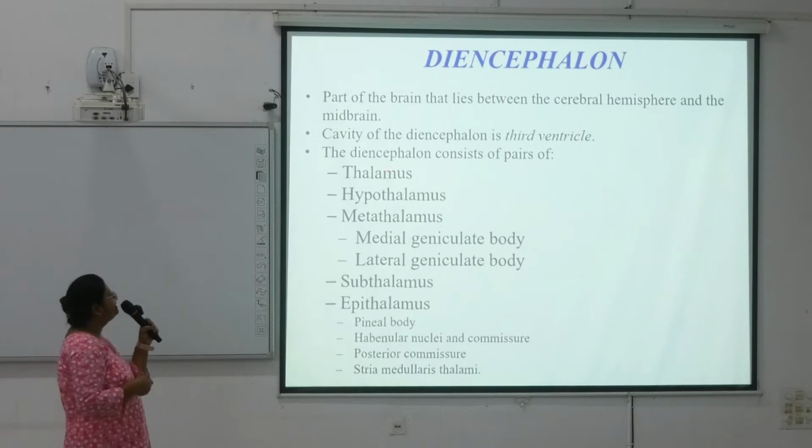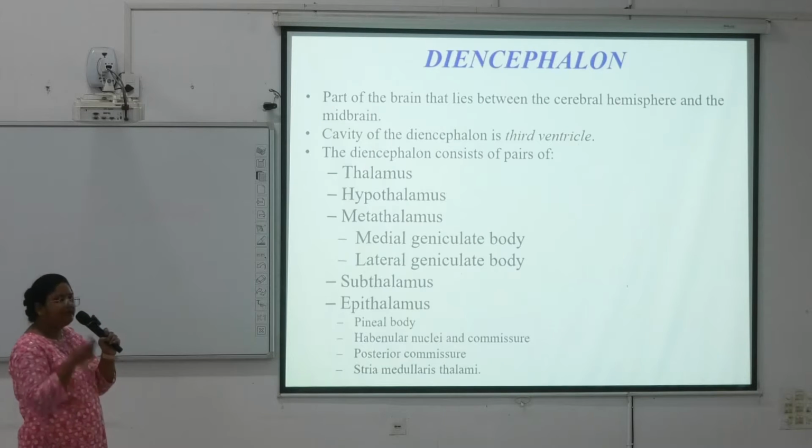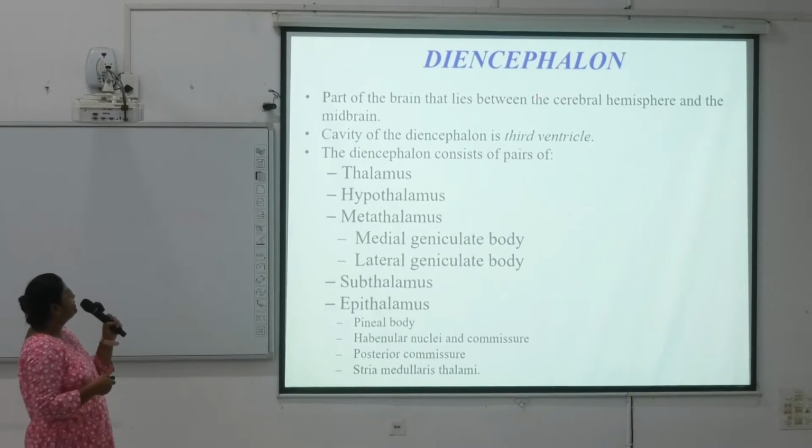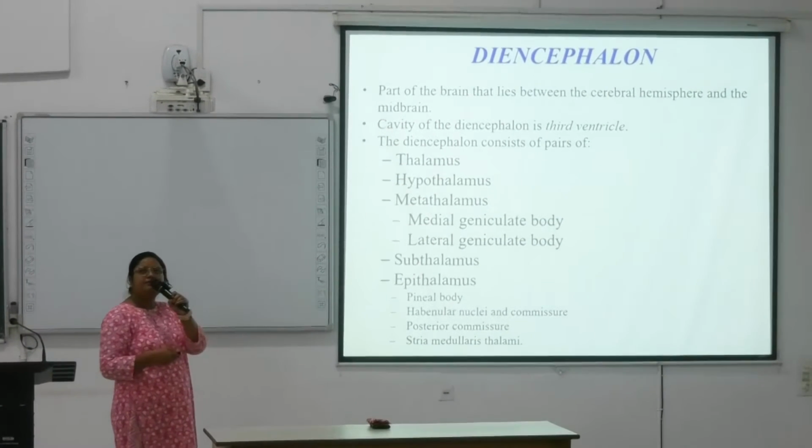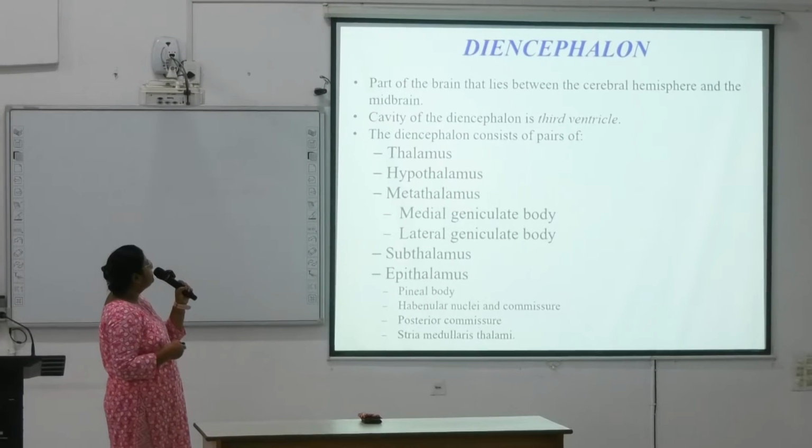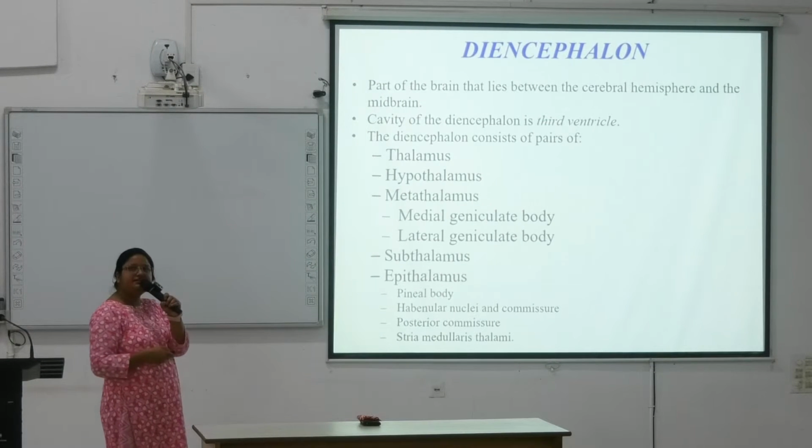What is diencephalon? It is part of the brain that lies between the cerebral hemisphere and the midbrain. Cavity of the diencephalon is third ventricle.